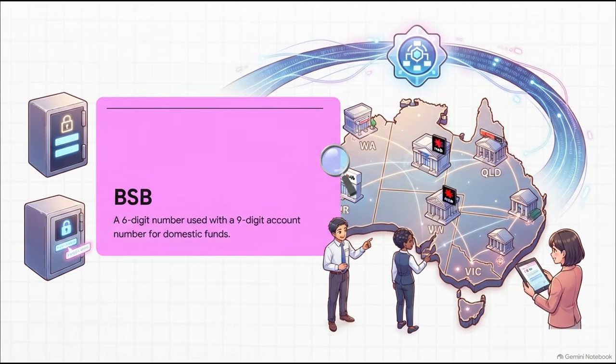To really grasp the fundamental problem here, we have to look at what an Australian routing number actually is. As we mentioned, instead of one single transit number, domestic transfers here require that two-part system. The first part is your BSB, which stands for Bank State Branch. This is a localized 6-digit number that pinpoints the exact bank and branch where your account lives. You then pair that up with your specific account number, which is usually 9 digits long. Together, these two pieces of information act as your domestic routing number, making sure your funds navigate accurately across the whole Australian interbank clearing landscape.